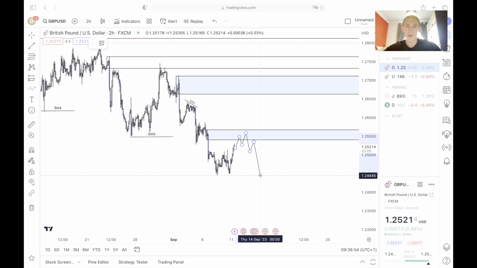So last week and the week before that, UJ actually came back and mitigated this area of demand. Also taken out these early buyers. So that is our sweep of liquidity. So we pull back, sweep early buyers, take out this structure here. That is our break of structure.